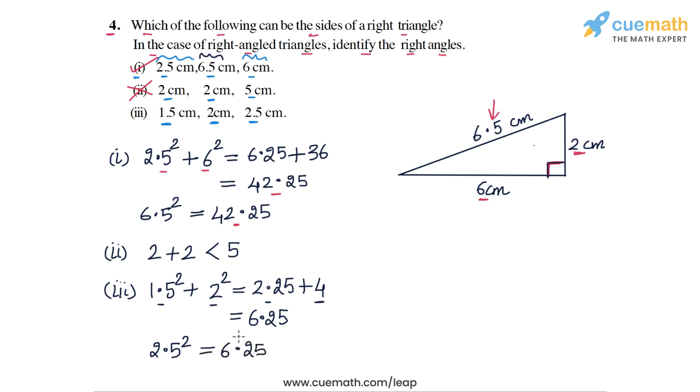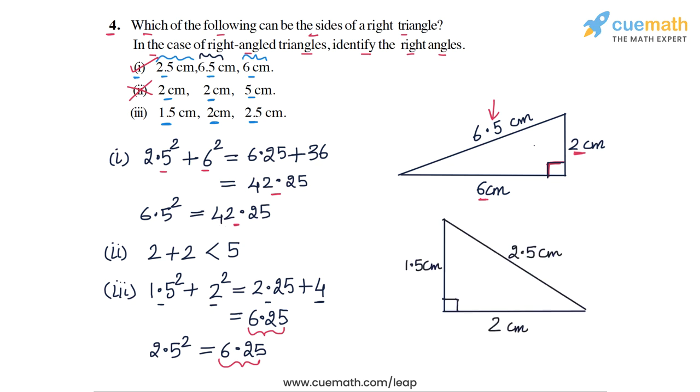So in part 3 also, the sum of the squares of the smaller 2 lengths, which is 6.25, is equal to the square of the third length. Okay, and this means that these 3 lengths will also form a right triangle. And that triangle will look like this, in which the hypotenuse is 2.5 centimeters and the other 2 lengths are 1.5 centimeters and 2 centimeters. So the right angle in this case will be the angle opposite 2.5 centimeters, or the angle formed between the sides with lengths 1.5 centimeters and 2 centimeters. Okay, so in part 3 also, these 3 lengths form a right triangle, and that completes question number 4.